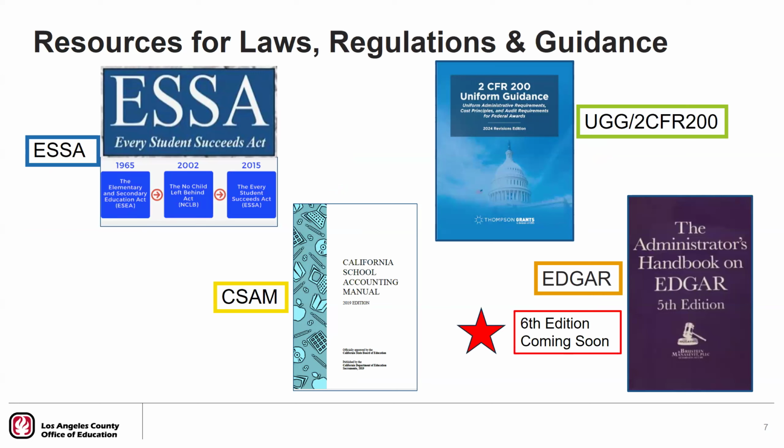And these are some of the documents we referenced last week and we'll reference again today. ESSA, or the Every Student Succeeds Act, is the current authorization of the Elementary and Secondary Education Act that forms the legal basis for most federal programs. This is the statute. The Uniform Grants Guidance is another name for the Code of Federal Regulations, which includes requirements for all federal education programs. The CSAM is the California School Accounting Manual, which is the state's guidance for fiscal accounting and determinations. And the EDGAR is the Education Department General Administrative Regulations. This handbook is based on the Uniform Grants Guidance and provides additional requirements and clarifications for programs operated by the Department of Education.